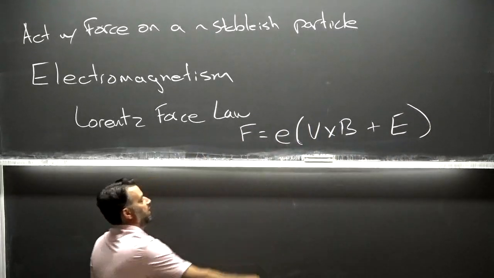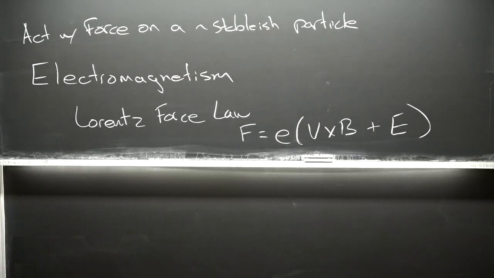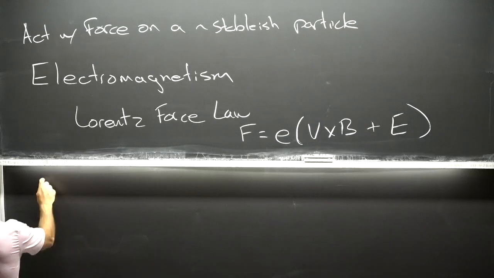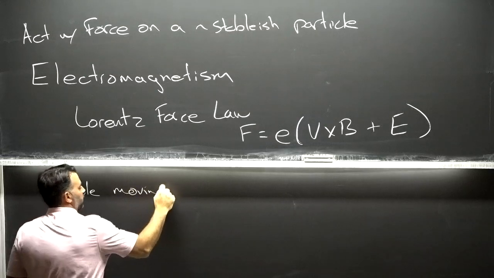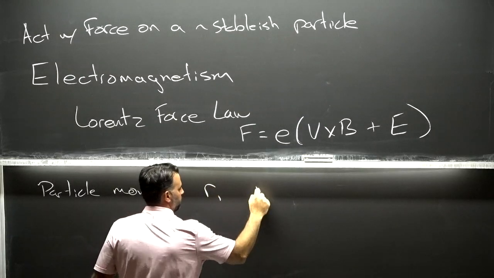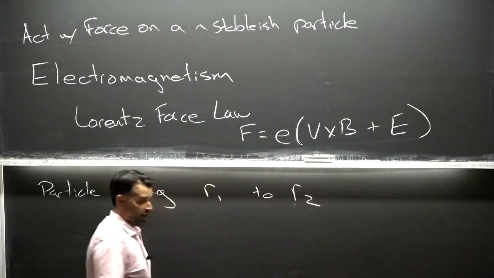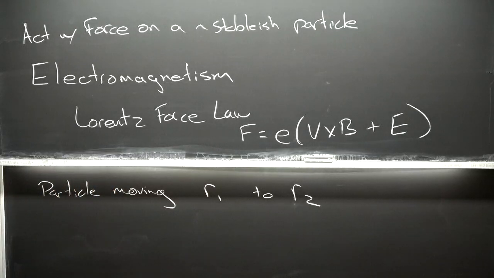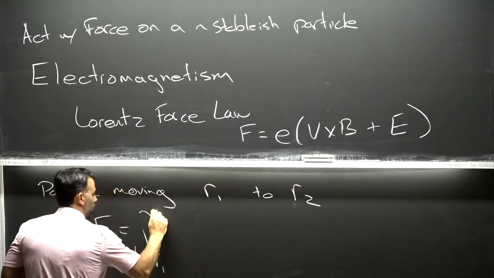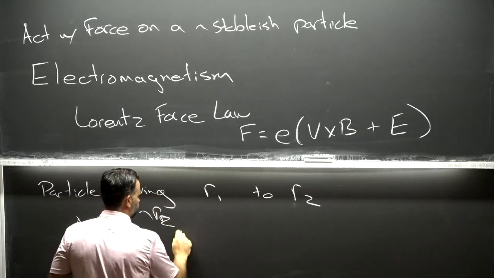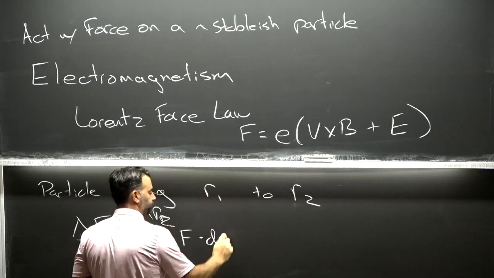And as everyone remembers from back in the day in undergraduate E&M, if you take some particle moving from some position r1 to some position r2, and you ask, how does the particle's energy change as I'm influenced by electric and magnetic fields? Well, we just calculate the work, which is our Lorentz force law dotted into our path.